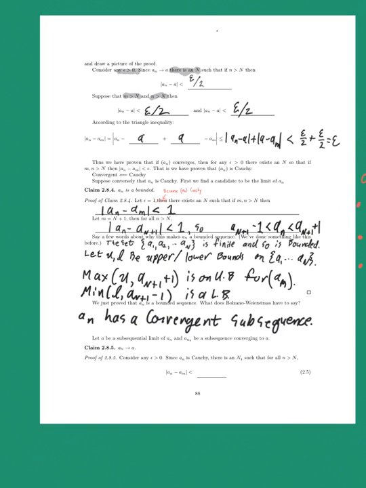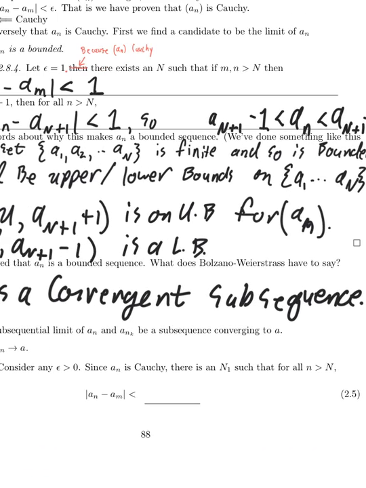Okay, so let's do it. Let's consider any epsilon bigger than 0. Because a sub n is Cauchy, there is some threshold value big N such that for all, not just n, but m and n bigger than big N, the difference between a sub m and a sub n is less than epsilon, and that could be any positive number. So I know already that I need to divide it by 2, so I'll divide it by 2 right now.